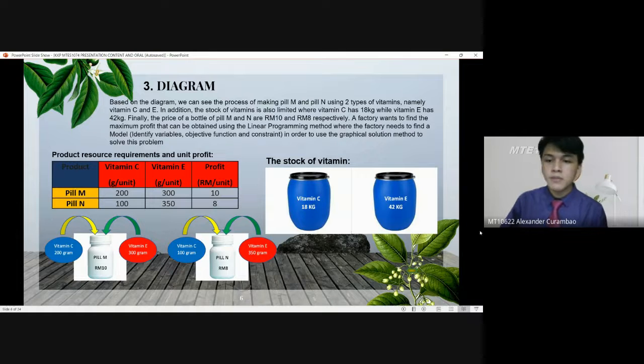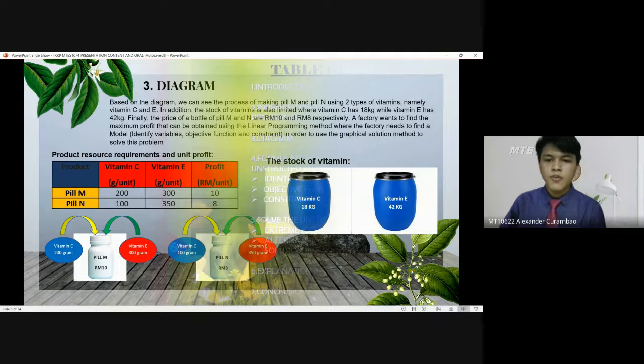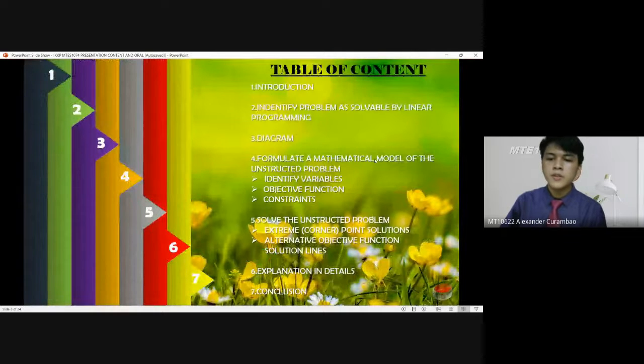Okay, the last diagram is talking about the stock of vitamins. As we know from the text, the vitamins are limited, where vitamin C only has 18 kilograms and vitamin E only has 42 kilograms. If we convert it into grams, we get 18,000 grams for vitamin C and 42,000 grams for vitamin E. So we're finished with the diagram. Let's move on to the fourth one, which is to formulate a mathematical model of the linear programming problem.